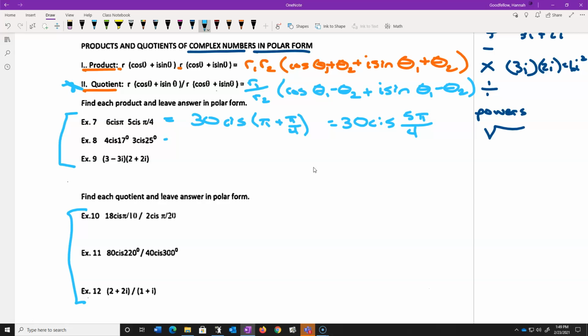Let's try the second one. 4 times 3, that's 12 cis of, and it's nicer when it's in degrees already. We just add the two together and we'd get 42.